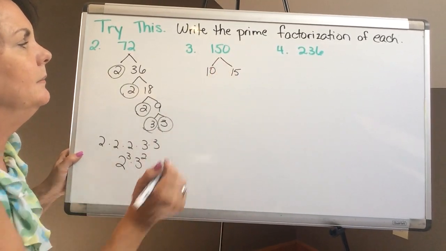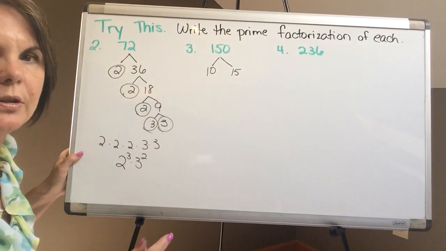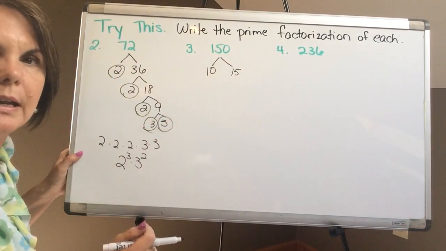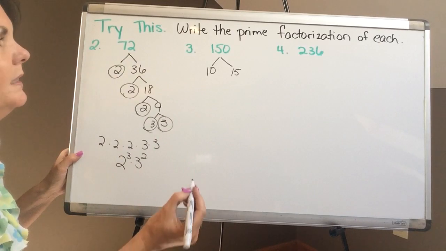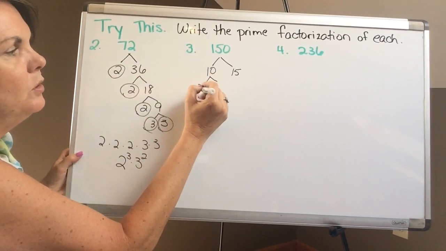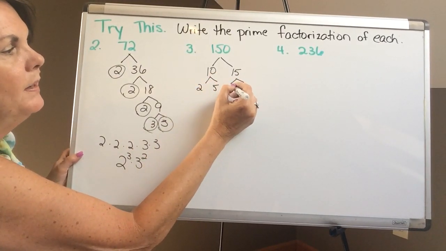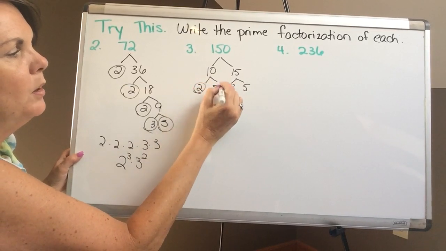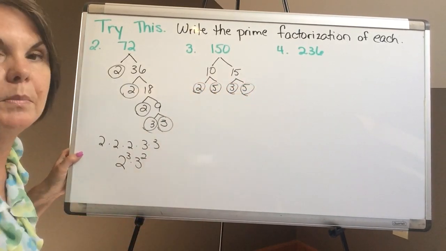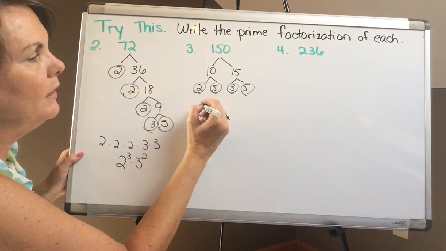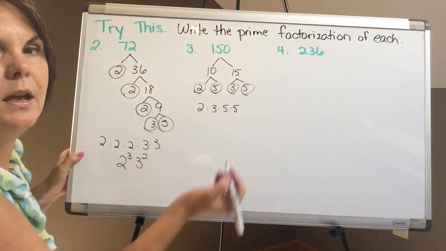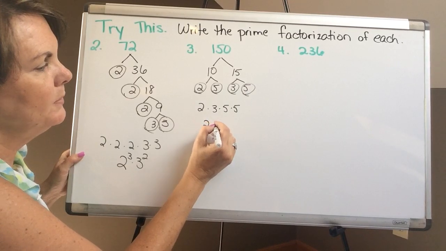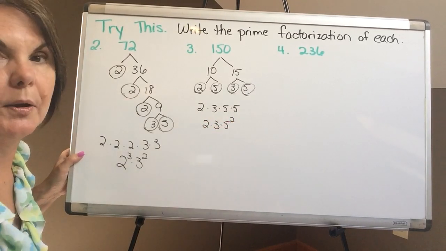10 times 15. The closer these factors are together, the shorter it's going to be as you're going down. The further they are apart, the longer one side is going to be. All right, so this is going to be 2 times 5, 3 times 5, prime, prime, prime, prime. I'm done. Write it in order from least to greatest. 2 times 3 times 5 times 5. Write it using exponents. 2 times 3 times 5 squared.